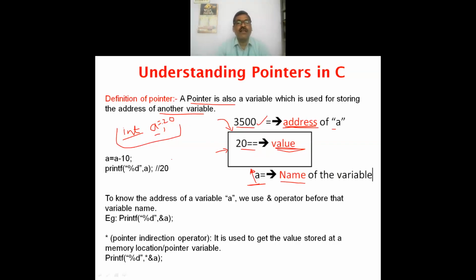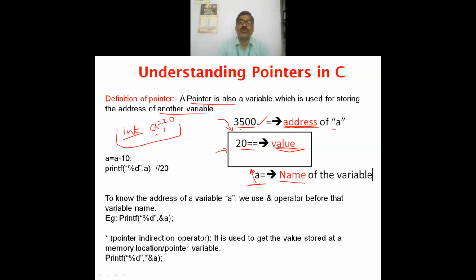Now here, if I want to know the address of this variable a, that is nothing but what we are calling a pointer. A pointer is a variable in which you can store the address of this a. So can anyone tell me what is the address we assumed here? Yes, 3500 is the memory address allocated for this a.